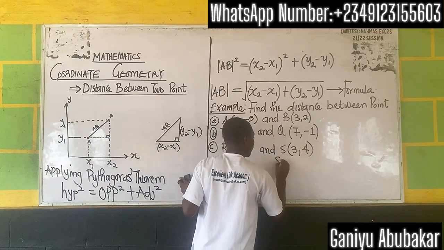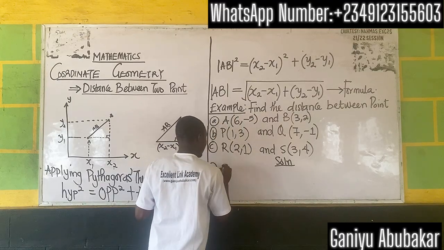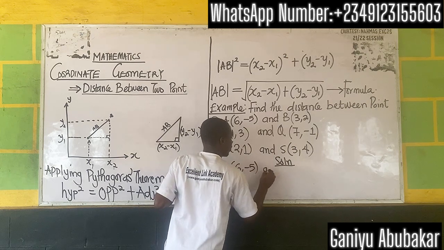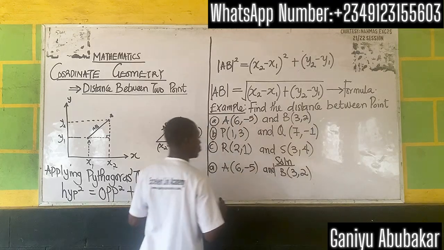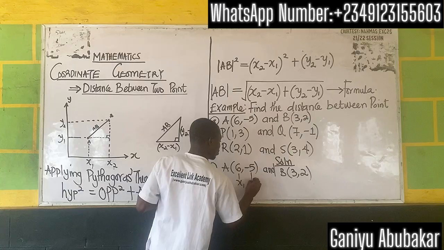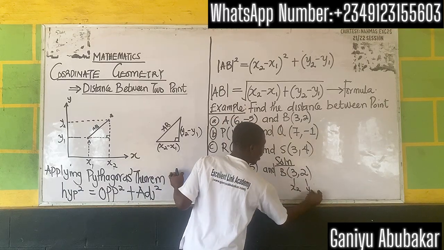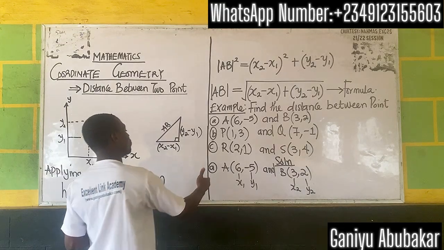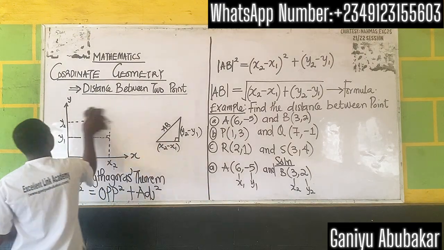Solution. Question 1 here, I have two coordinates. A is given by 6, minus 5, and B is 3, 2. Identify them here. This is x1, this one is y1, this one gives you x2, and this one gives you y2. We are asked to find the distance between these 2 points, A and B. It's clear. Recall your formula.